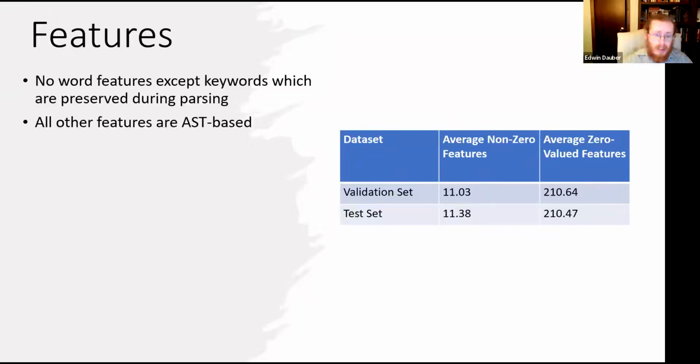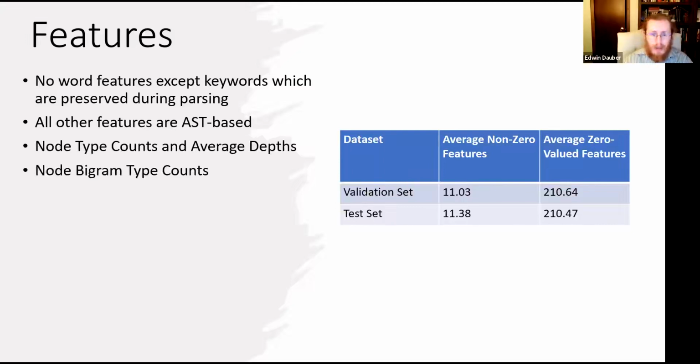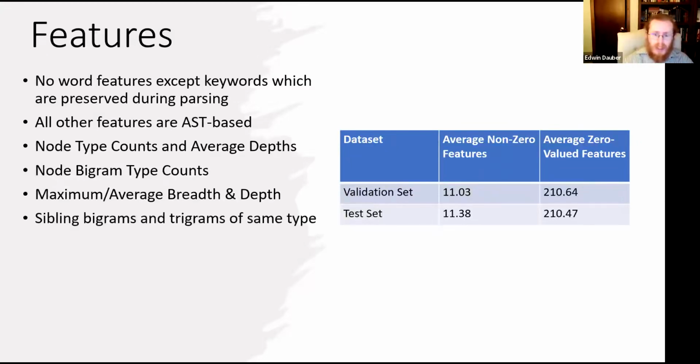All of our other features are AST based, including things like counts of the types of nodes, average depths of types of nodes in the tree, counts of node bigrams, that's pairs of parent-child nodes, maximum and average breadth and depth of the subtree, and sibling bigrams and trigrams of the same type. So if we have a node that is a compound expression and its immediate sibling is a compound expression, that's a sibling bigram. We then remove unique features and constant features.